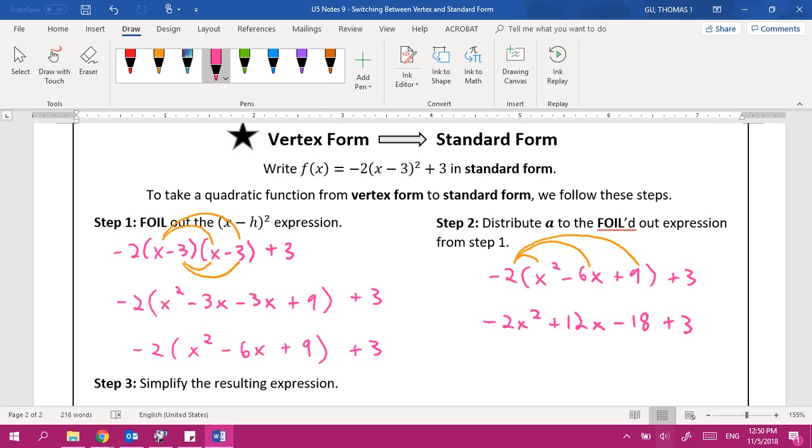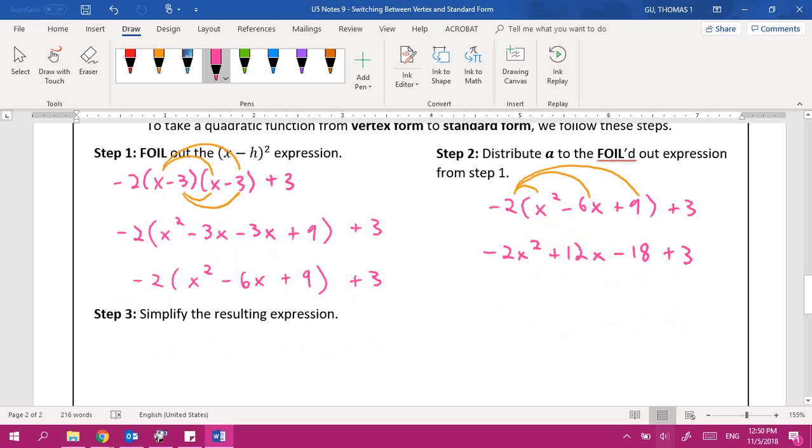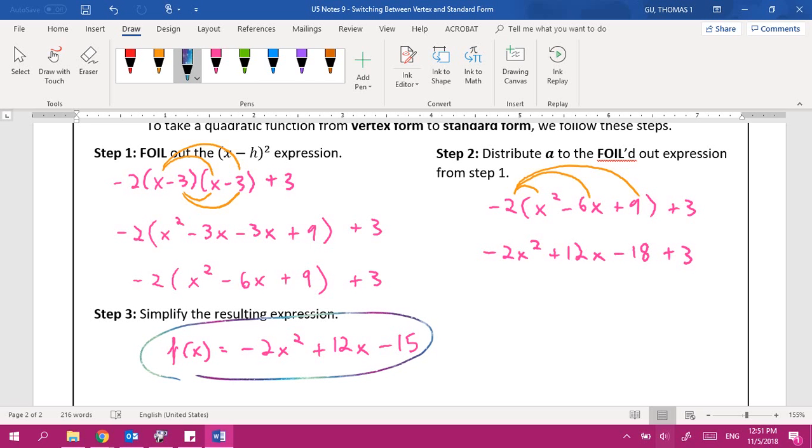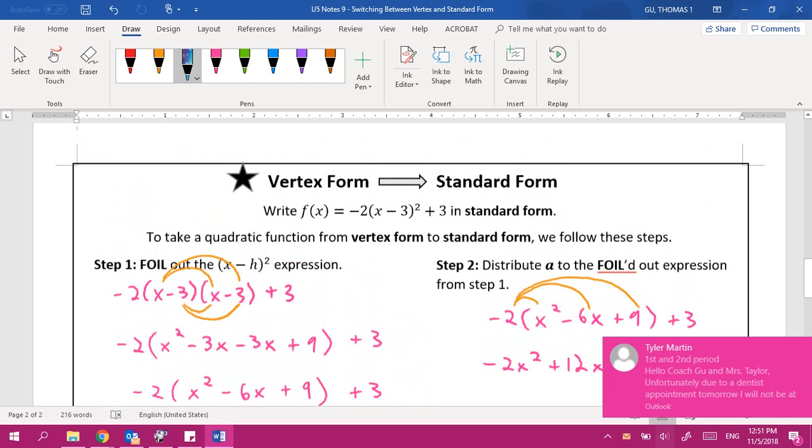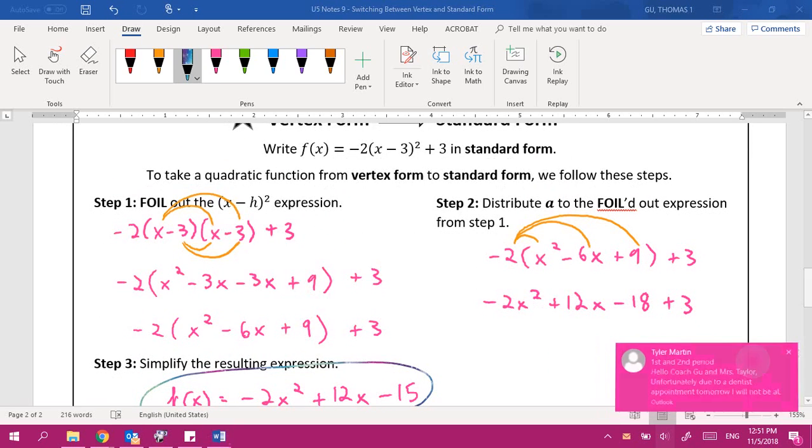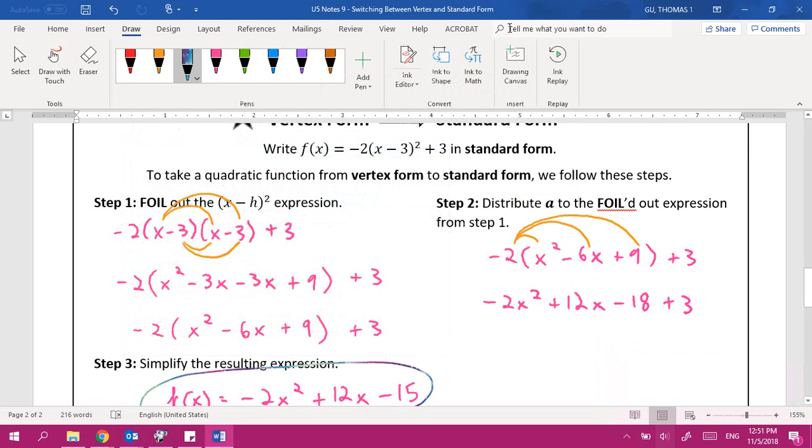After that, we're pretty much ready to write our final answer. We need to write an equation or function, which means f of x. Right, and that's going to be our final answer then. So it's f of x equals, and then we combine like terms, so it's going to be what? Negative 2x squared plus 12x minus 15. That is correct, and there it is. So now this is your standard form equation of our vertex right there.